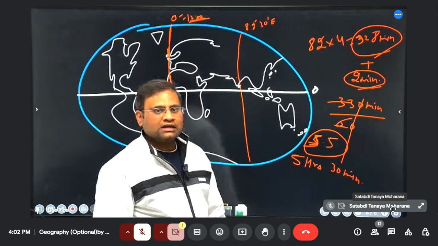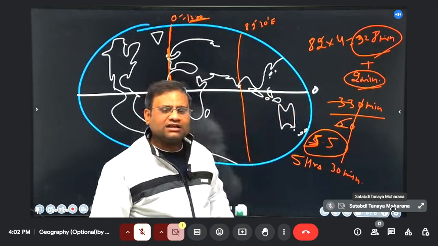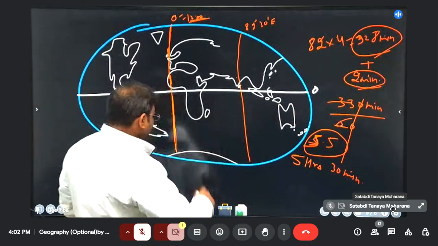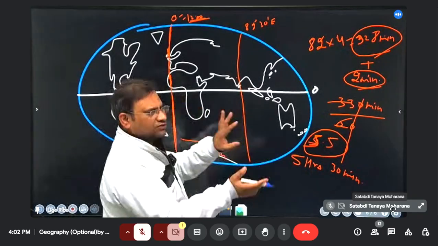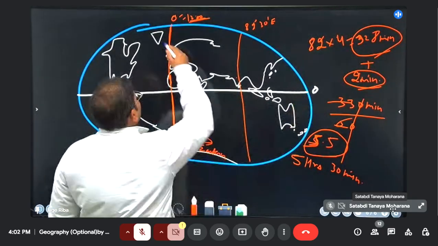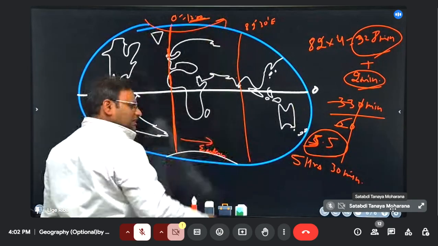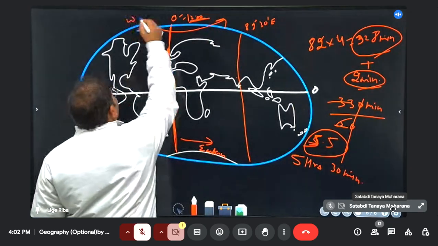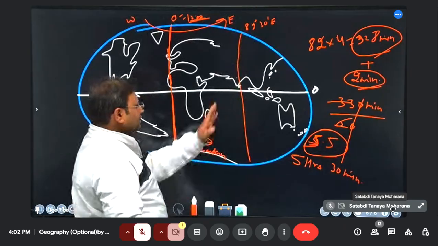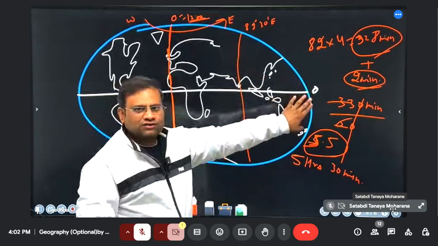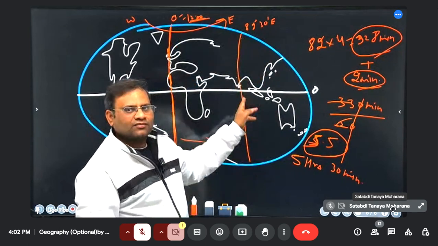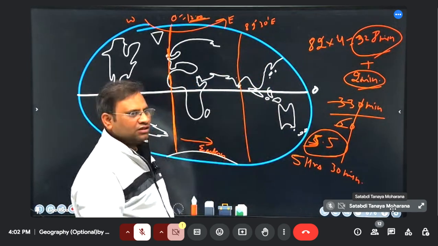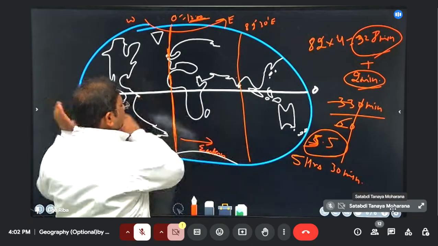ahead of London or behind London? Ahead of London, because this is the eastern side. The eastern hemisphere comes in front of the sun first, because Earth is rotating from west to east. This is the west, this is the east. So this longitude will first come in front of the sun. So midday has already passed from this line. So it is ahead in time. The eastern hemisphere is ahead in time, the western is behind in time.